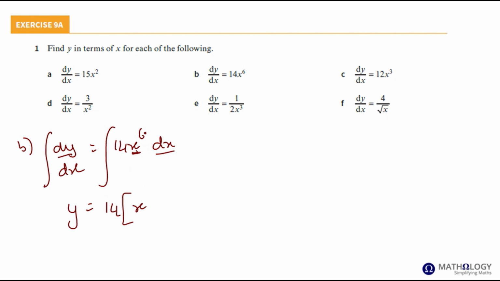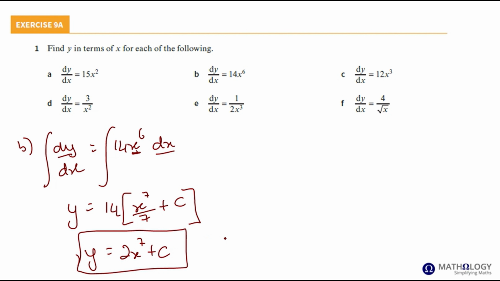So we add 1 to the exponent, 6 plus 1 equals 7, and we divide by 7, and we add the constant of integration as well. So y equals 14 divided by 7 is 2, 2x to the 7 plus c. This is y in terms of x. Now, we'll check this integration by finding the derivative of this expression. So dy dx equals 7 times 2, 14, x to the 7 minus 1, x to the 6, and the derivative of a constant is 0.